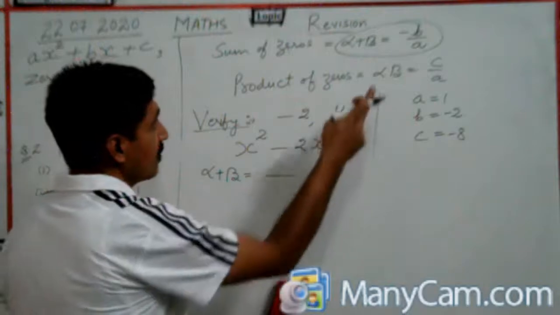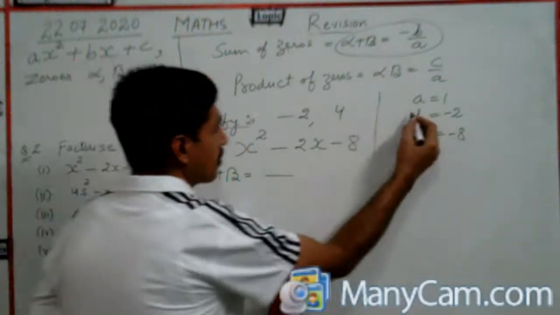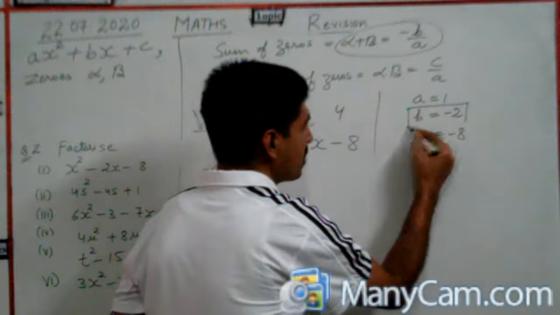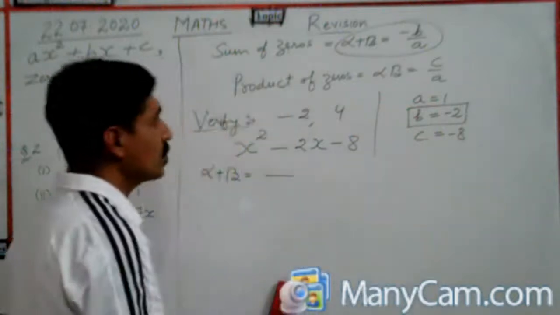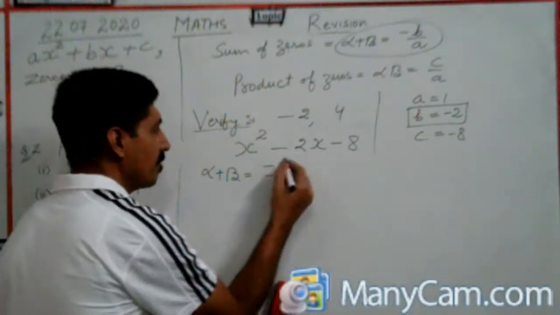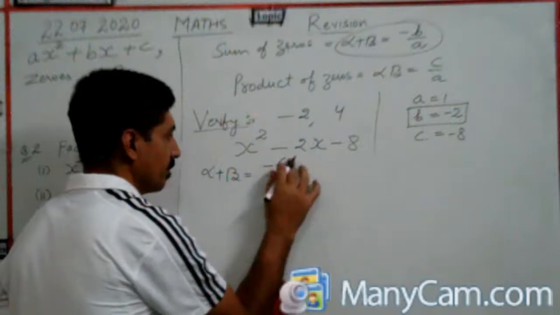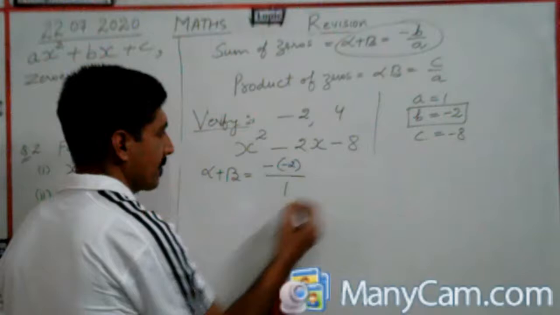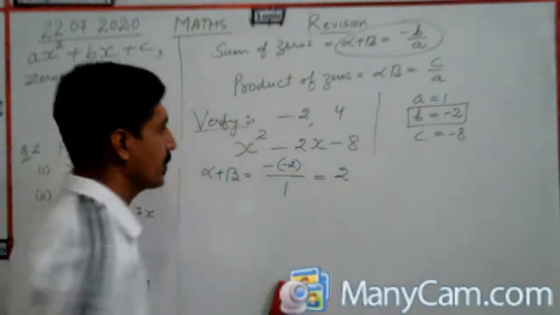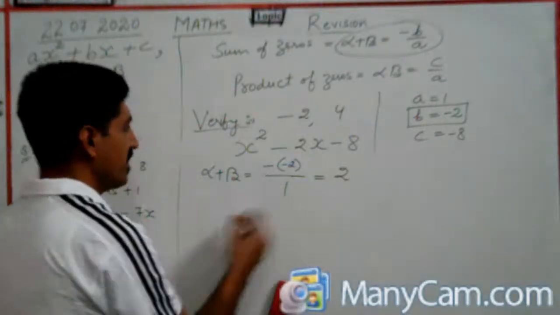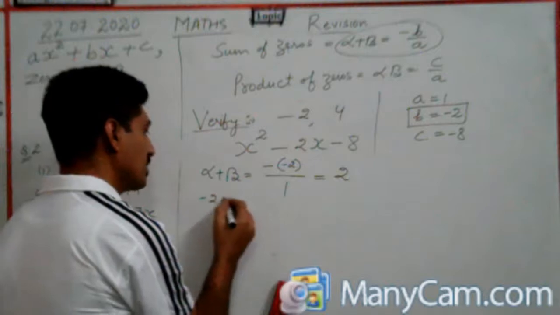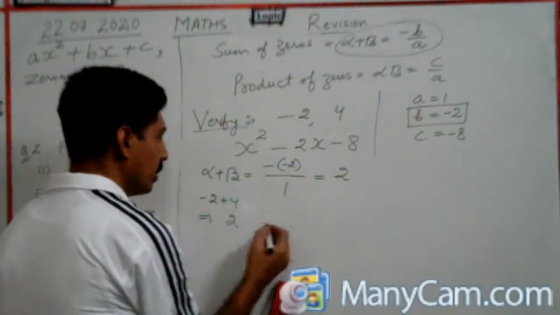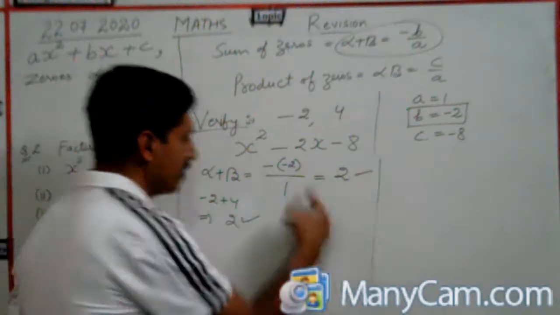And here minus b is what? Minus 2. So minus of minus b. And what have we checked? The sum, that is minus 2 plus 4, that is also 2. Thank you, Pri. So we have verified the relation.